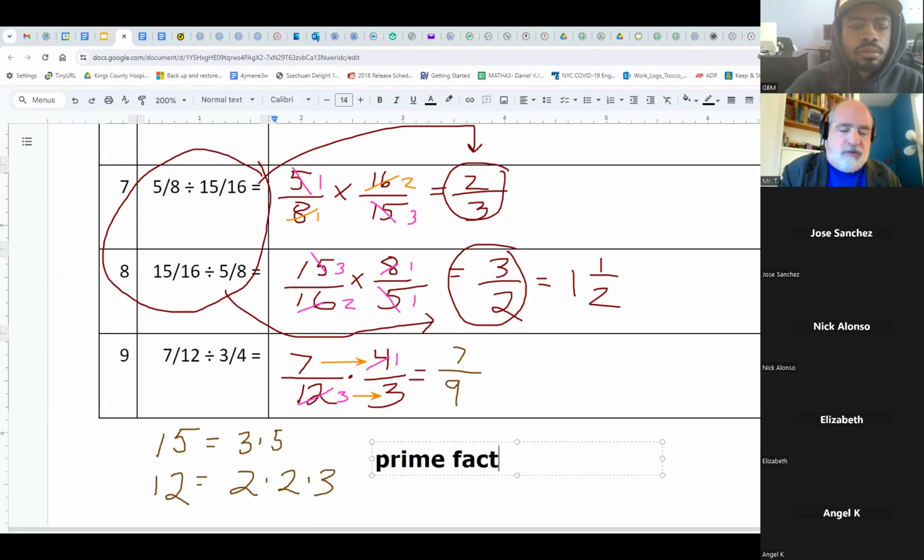Okay. So the... Okay. Did I spell it right? Factorization. Okay, here we go.